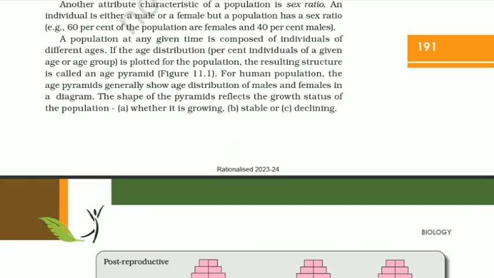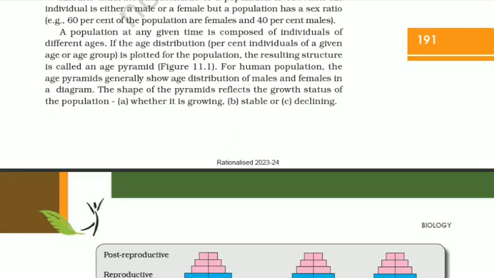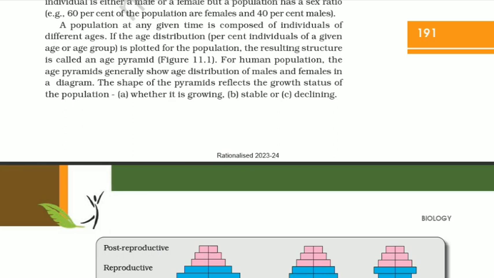Another attribute characteristic of a population is sex ratio. An individual is either a male or a female, but a population has a sex ratio. For example, 60% of the population are females and 40% males.